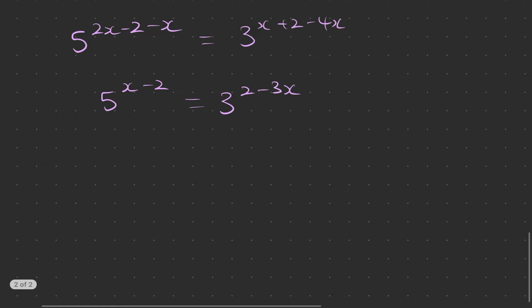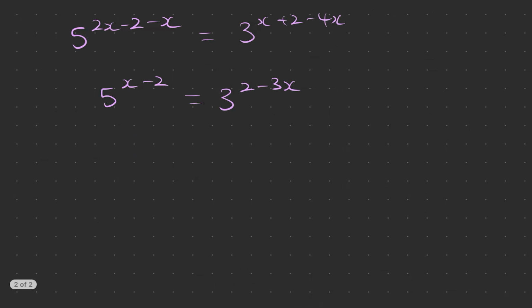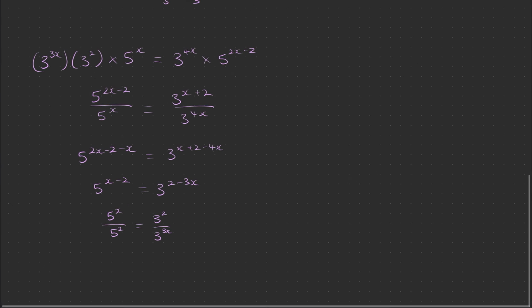Yeah. So I'm going to write this in fraction form now. So this will become 5 to the power of x over 5 squared equals 3 squared over 3 to the power of x. Is it? Yeah, it is.